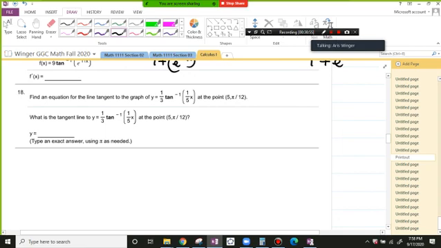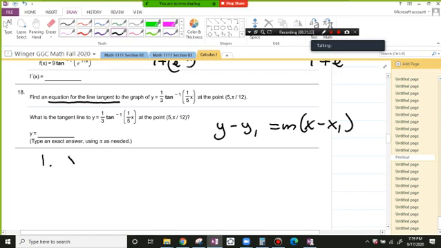Find an equation of the line tangent to the graph of y equals 1/3 inverse tangent of 1/5 x at the point 5 comma pi over 12. Y minus y1 equals m times x minus x1. Find the equation of the tangent line. Right, so step 1, got the point, x1 is 5, y1 is pi over 12.